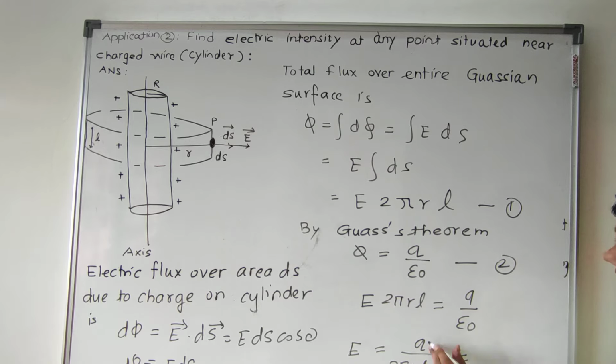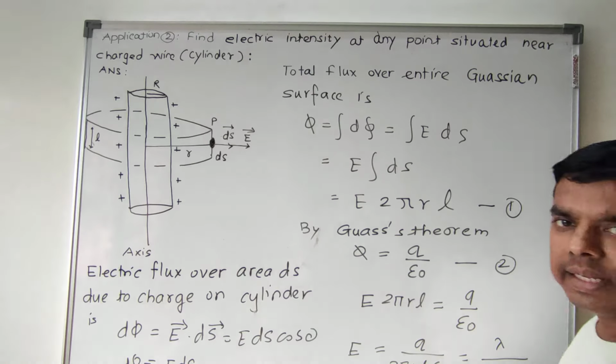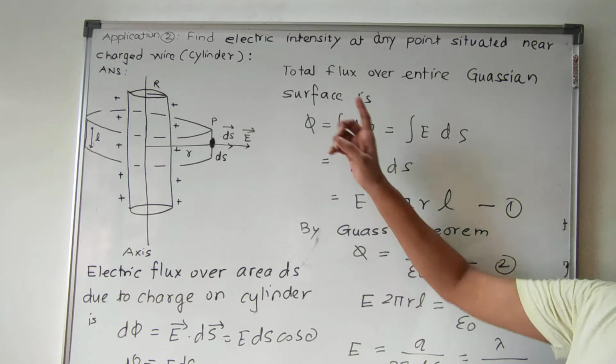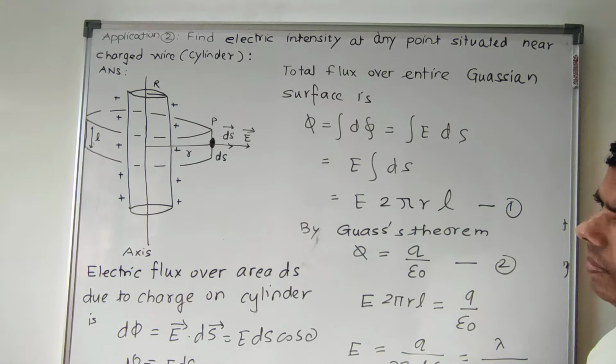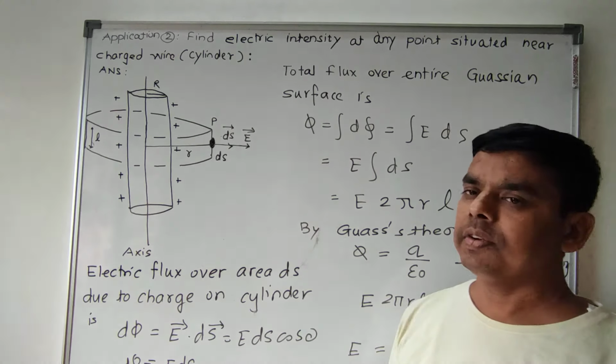But Q upon L, that is charge per unit length, is lambda. That's why this can be written as E equals lambda upon 2 pi r epsilon 0. This is the general formula for the electric intensity at any point situated near a charged cylinder. So that's it for this derivation. Thank you.